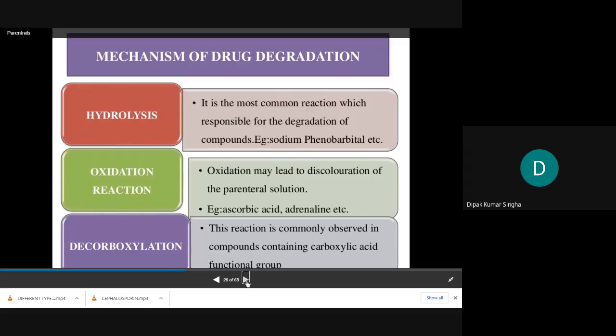Hydrolysis is the most common reaction responsible for the degradation of the drug. As for example, sodium phenobarbital, which is used as a hypnotic drug, will be degraded in the presence of water. Oxidation may lead to decolorization of a parenteral preparation, like ascorbic acid injection. And decarboxylation is a reaction commonly seen for compounds with a carboxylic acid functional group.